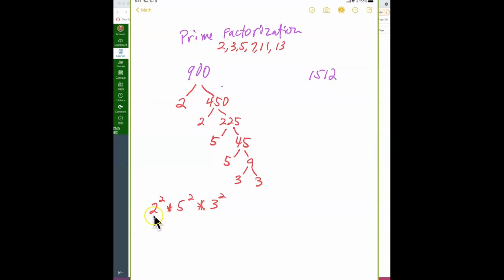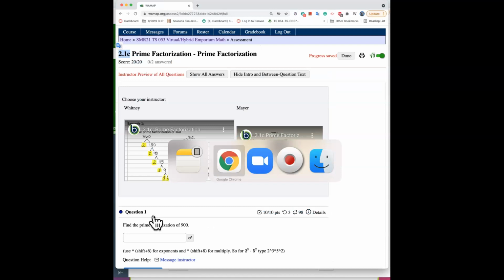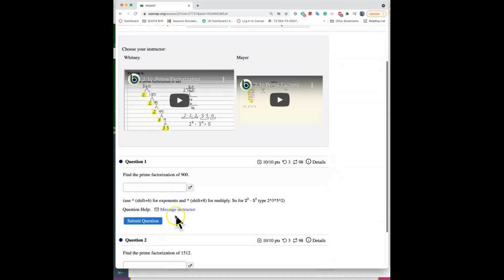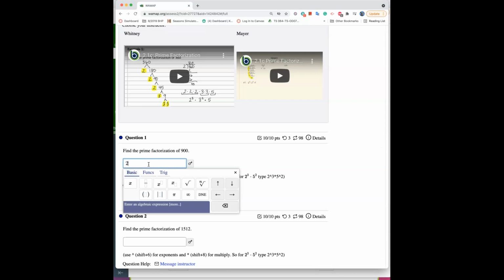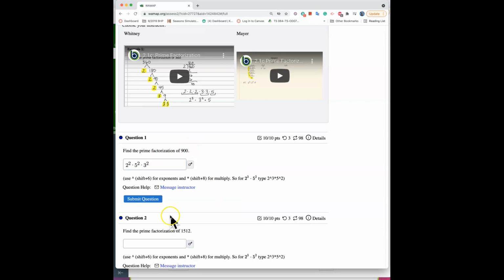Anyway, the answer we would put in at WAMAP is 2, caret, so uppercase shift 6, and then a 2, and step to the right with the arrow key and then an asterisk, which is shift 8, and then 5, shift 6, 2, step to the right with the arrow key and an asterisk, and then 3, shift 6, and 2. So this should be the prime factorization of 900.